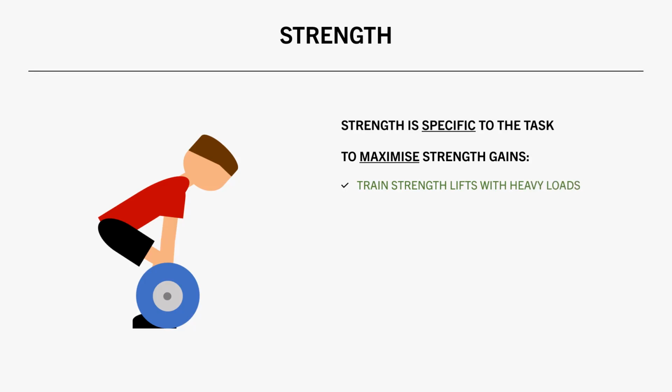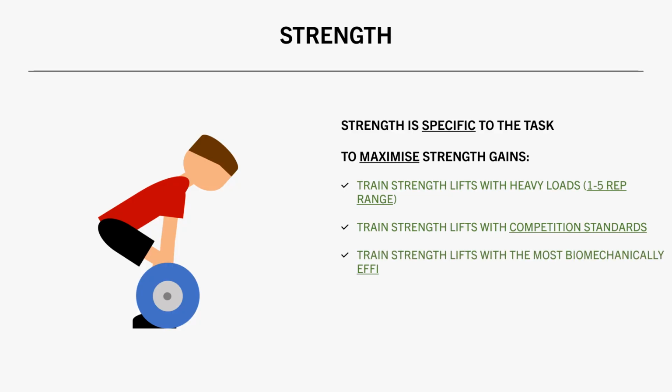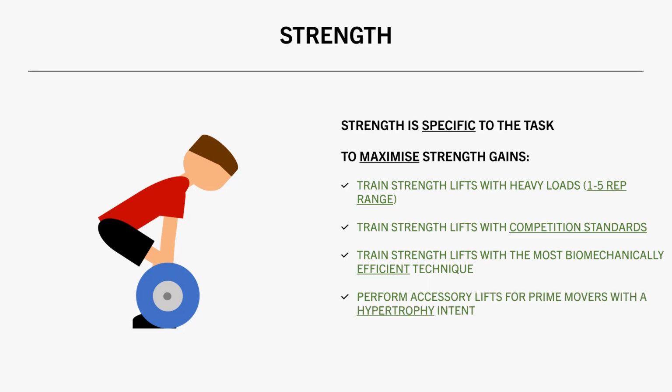Train the lifts you want to get stronger at with heavy loads, within the approximate 1 to 5 rep range. Train the strength lifts to competition standards, for example, squatting to the depth you are required. Perform the strength lifts with the most biomechanically efficient technique. In other words, the technique that allows you to lift the most weight within the competition rules. Perform accessory lifts for the prime movers within the 5 to 20 rep range with the intent to build muscle. And you would probably want to periodize strength training to peak at specific times of the year.